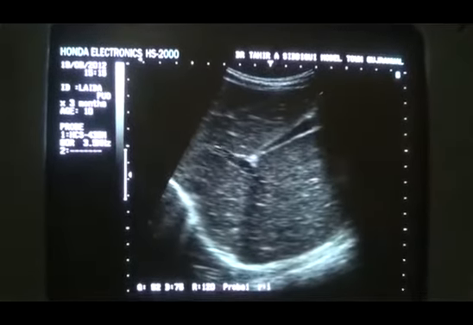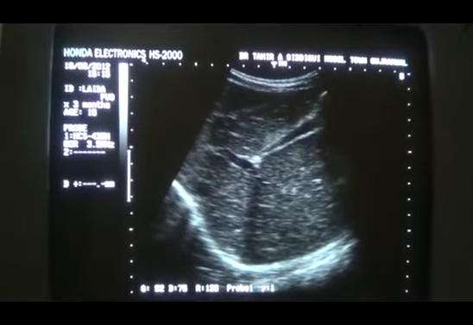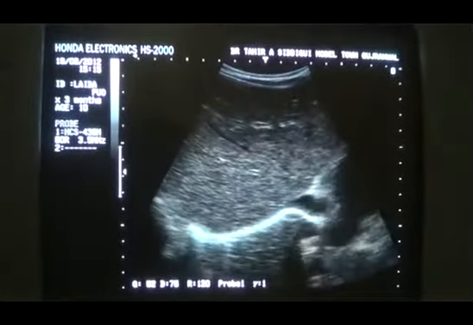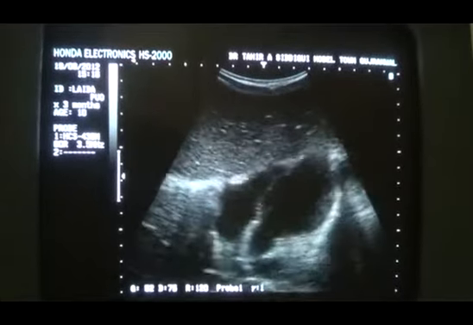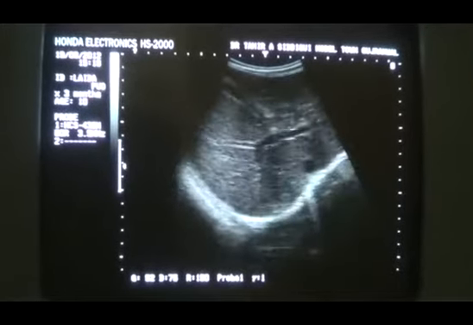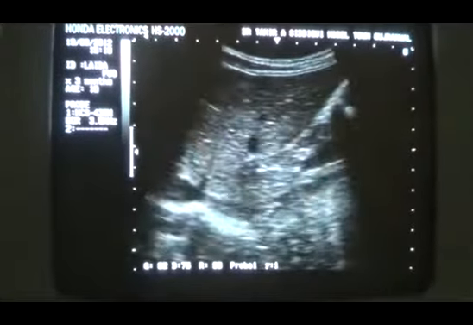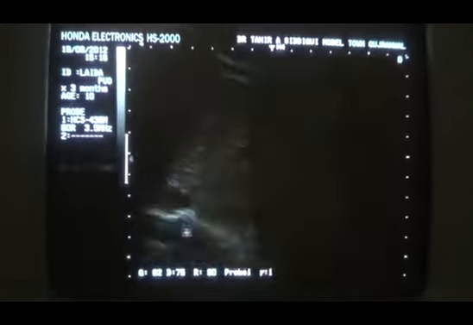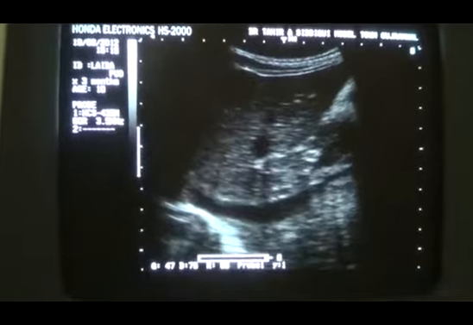Now this is the gallbladder. Gallbladder is normal. This is the portal vein, and we see that the hepatic veins are not dilated, neither is the heart. This is the subcostal view of the heart. Here we come to the IVC. Now the IVC is clear and of normal caliber.